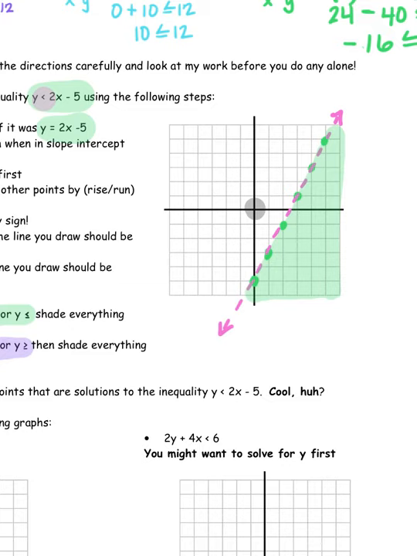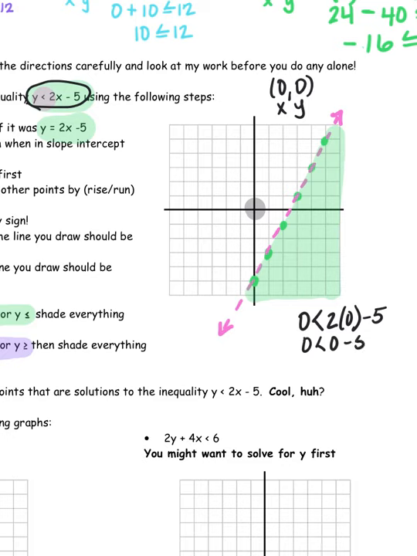If I plug 0, 0 into my inequality, so if my point is 0, 0, x and y, 0 is less than 2 times 0 minus 5. 0 is less than 2 times 0 is 0 minus 5. 0 is less than minus 5. Is that statement true? Is 0 less than negative 5? No, it is not. So 0, 0 is not a solution.